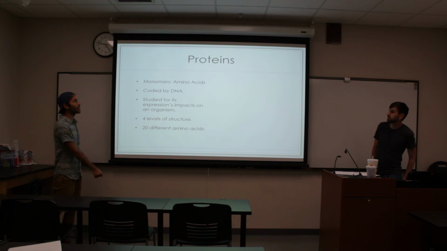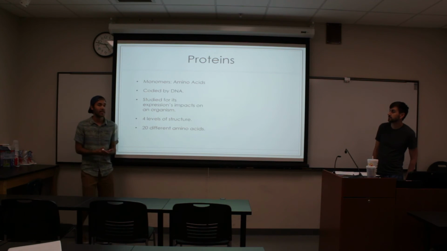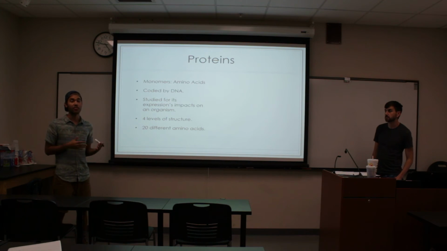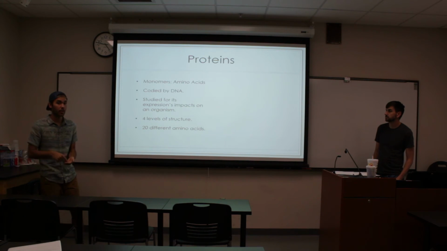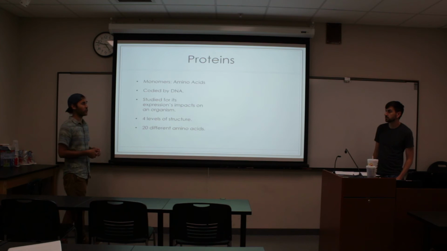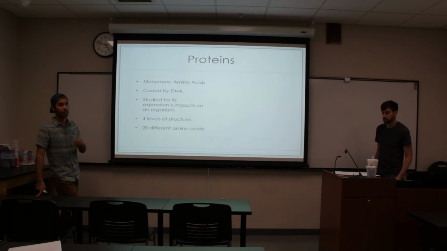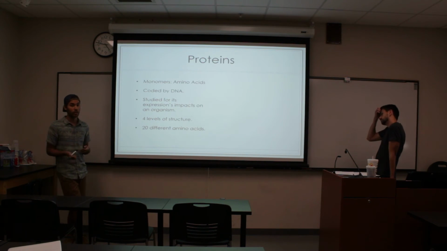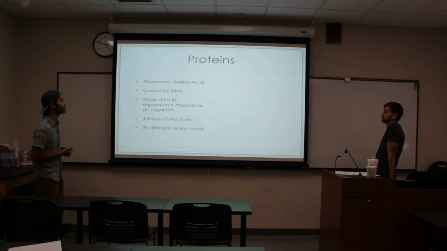All right, now this is the big winner of biochemistry. It's proteins. So the monomers are amino acids. There are 20 different variations of those, or the side chains for those that we'll be kind of glancing over. Proteins are coded by DNA, and we'll go over that in genetics. They're studied in biochemistry most heavily because of the expression of a protein's impact on an organism, and generally have 4 levels of structure, which would be primary, secondary, tertiary, and quaternary, which we'll talk about once we see the amino acids.